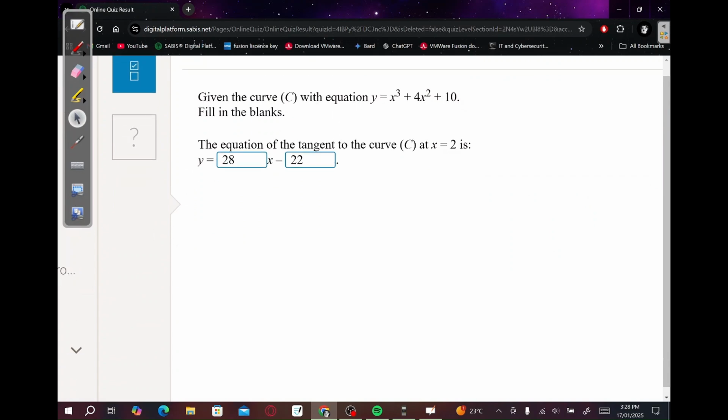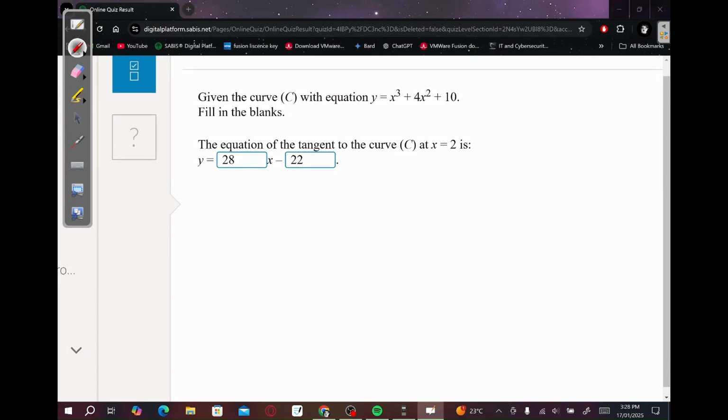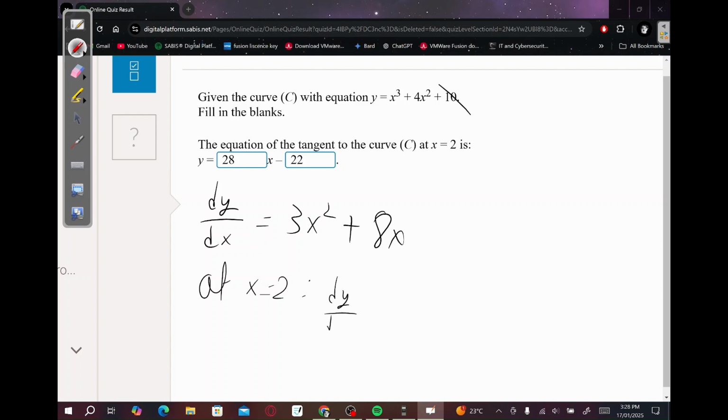Given the curve C with equation, okay, so this one, you're going to derive again. dy by dx is equal to 3x squared plus 8x. The constant always derives to 0. Okay. At x equals 2, what we're going to do now is just solve. dy by dx is going to equal 3 times 2 squared plus 8 times 2. So this is going to equal 12 plus 16. It's going to equal 28. By the way, this is our gradient. This is m.